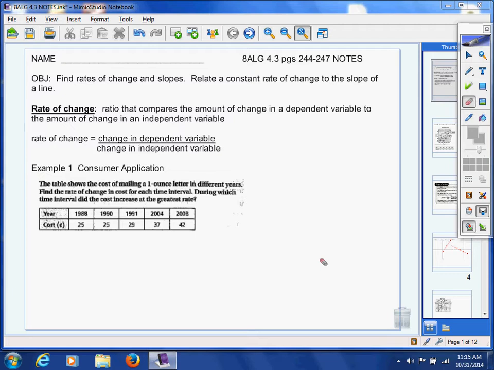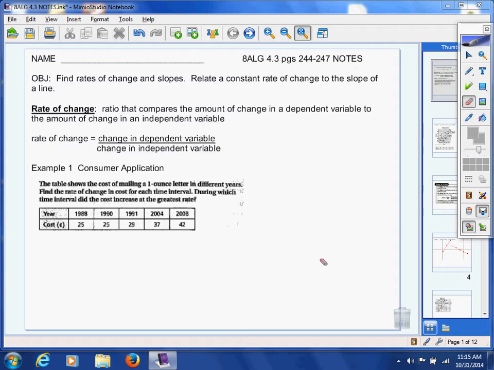In this video segment, we are only focusing on examples 1 and 2, and we're going to find rates of change from a chart, and then I'm going to show you on a graph what those slopes, what those rates of change look like on a graph. So we're just going to focus on examples 1 and 2 today.